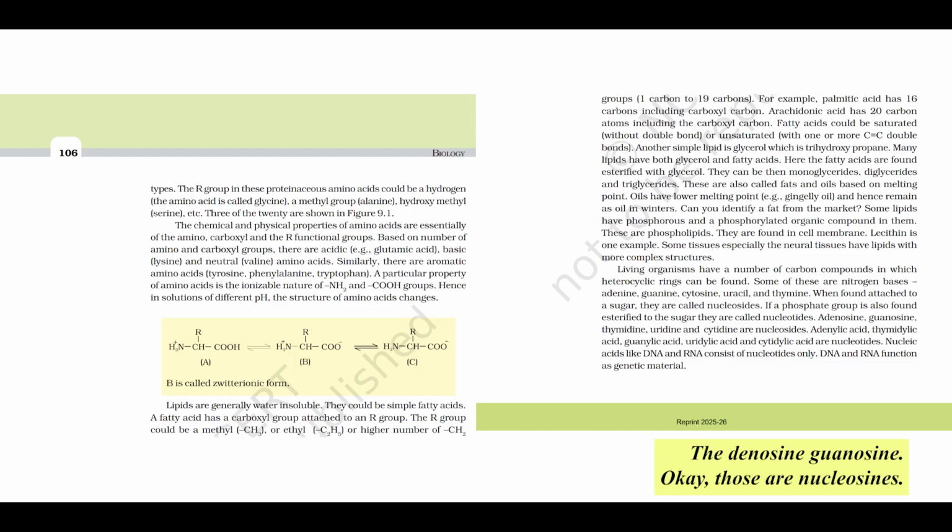Okay, those are nucleosides. Now, if you take a nucleoside, which is base plus sugar, and you add a phosphate group, PO4 3-, to it, specifically attached or esterified to the sugar part, then it becomes a nucleotide. Okay, base plus sugar plus phosphate equals nucleotide. That's the difference. That is precisely the difference. So a nucleotide is basically a phosphorylated nucleoside.